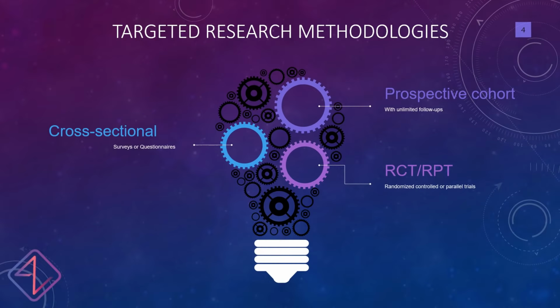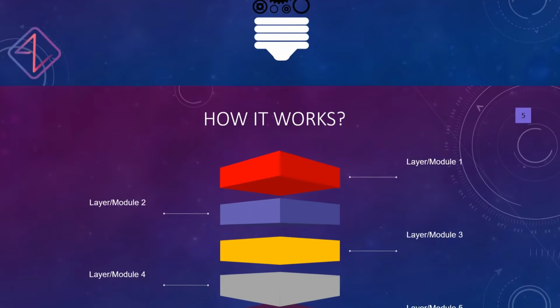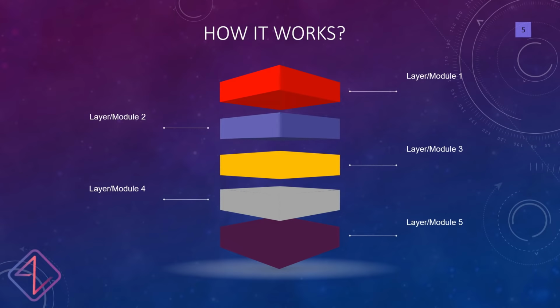In Z-DataCloud, we automated 3 research methodologies, including cross-sectional studies, prospective cohort, and randomized controlled or parallel trials. Z-DataCloud is designed based on a module or layers concept. Each module can be duplicated and/or integrated with other modules. This allows us to manipulate the systems to automate a very complex research protocol. For example, we used Z-DataCloud to conduct a 100% automated randomized parallel trial.